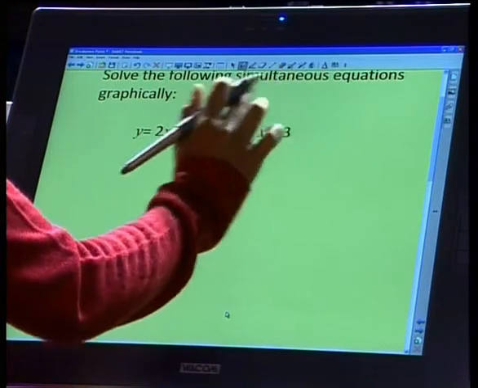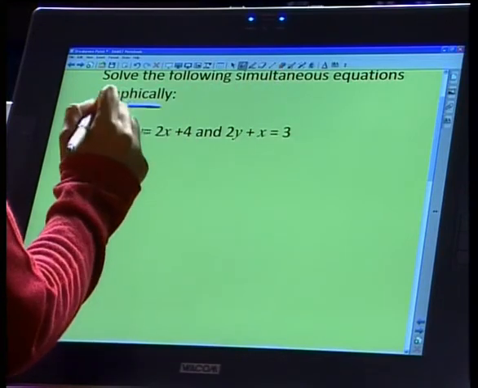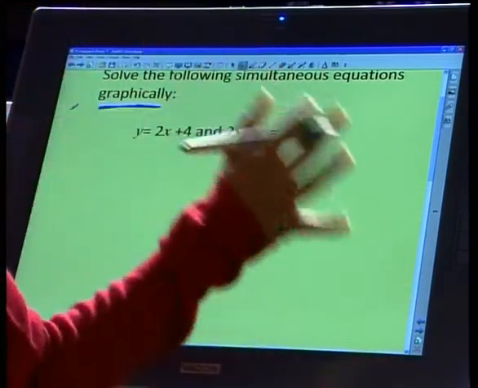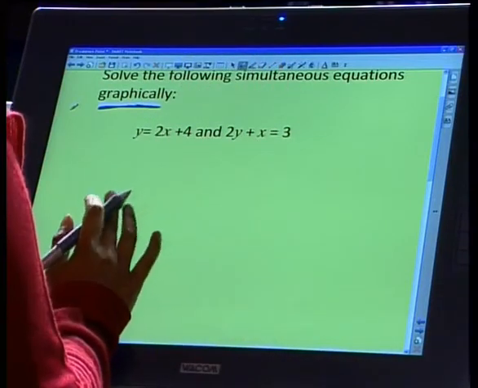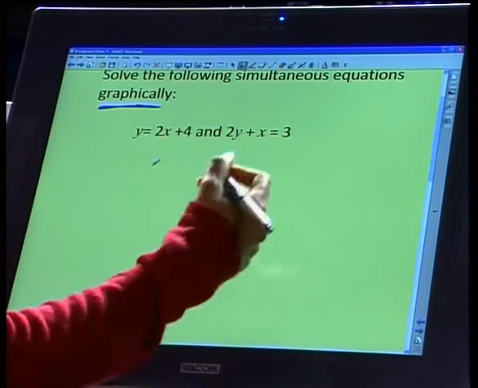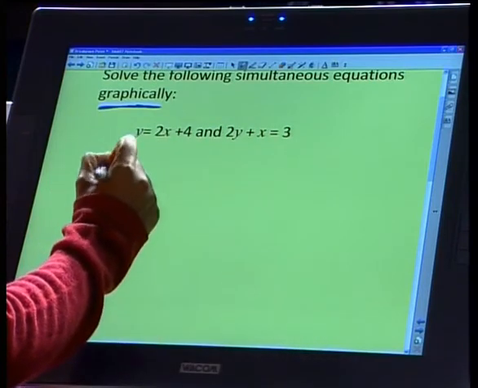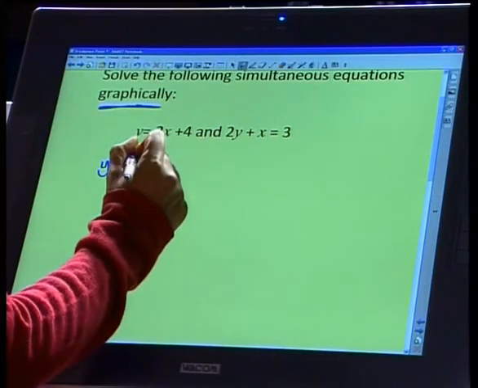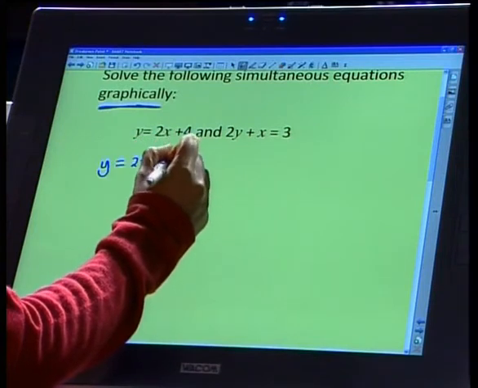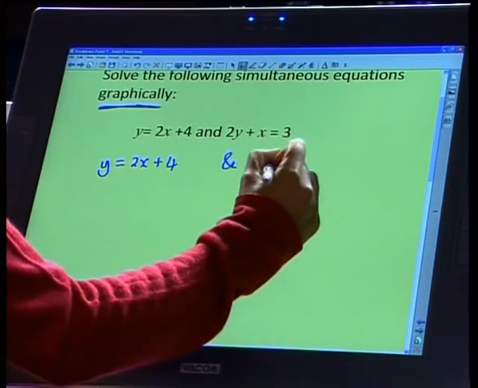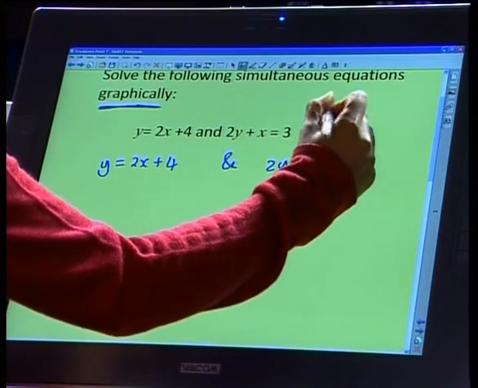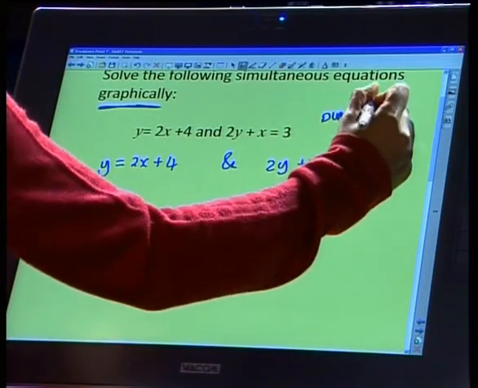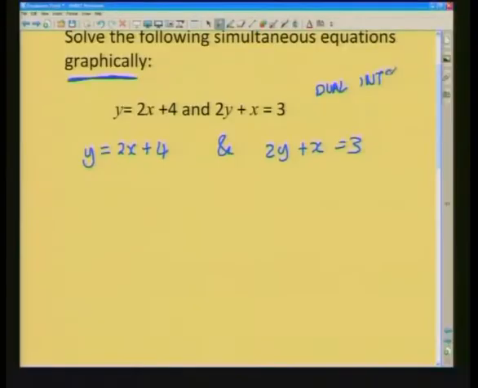You will only solve equations graphically if they say so. If they don't say solve graphically, then please use the shorter algebraic method. All right. This will also help you to understand, in terms of graphs, what's going on, what the point of intersection looks like. So in order to sketch these graphs, we're going to use the dual intercept method, which was discussed in a previous session.